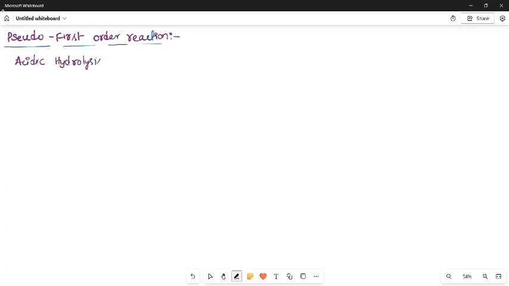And there is one special case of the reaction, that is the pseudo first order reaction. Even though two molecules are involved in the reaction, the rate of the reaction depends upon only one molecule. For example, acidic hydrolysis of ethyl acetate.